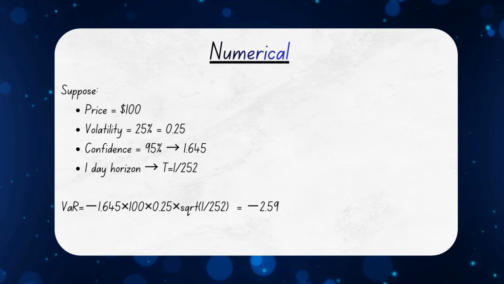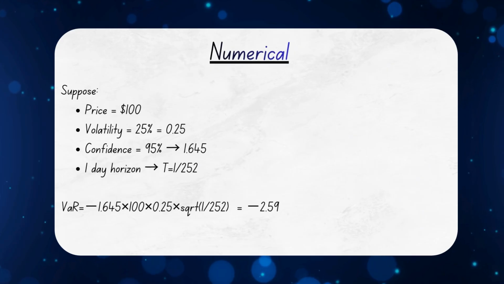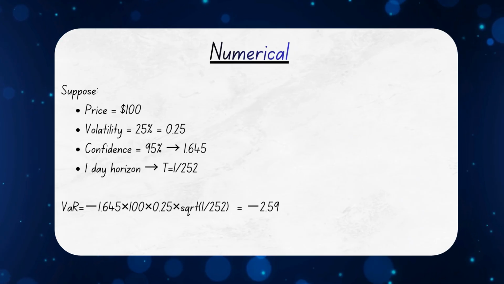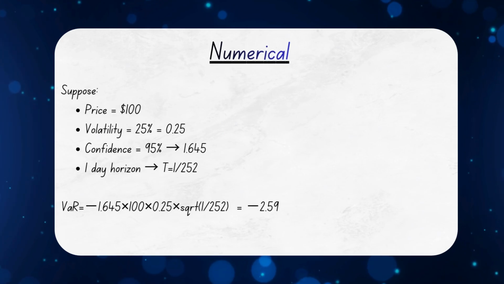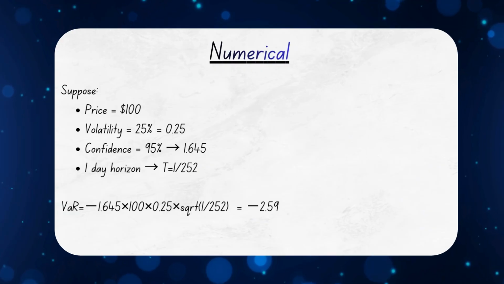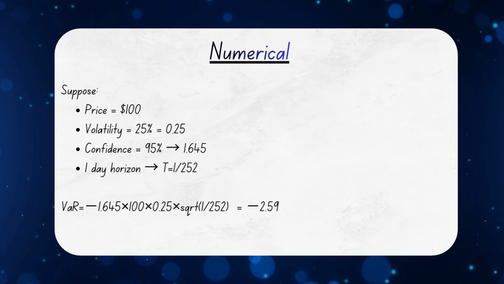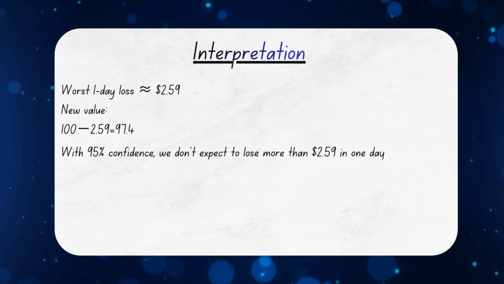Suppose the stock price is $100. Volatility is 25%, which is 0.25. We want 95% confidence, so alpha is 1.645. And since we're calculating a one-day VaR, time is 1 divided by 252 trading days. Now we just plug everything into the formula. So we calculate 1.645 times 100 times 0.25 times square root of 1 over 252. And that gives us approximately negative 2.59.